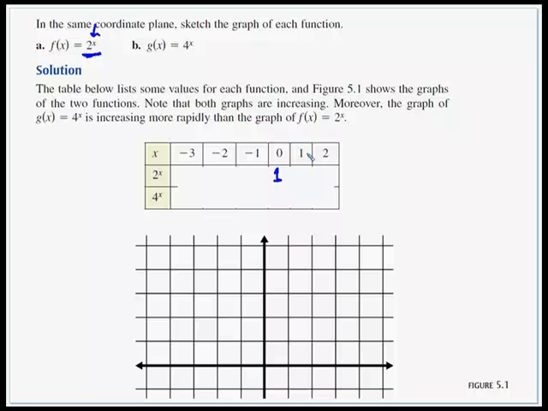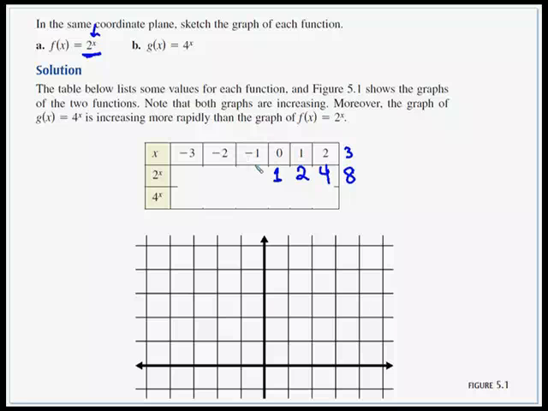For the next x input, 1, we're going to have 2 to the first power, or 2. And for the next x value, it would be 2 to the second power, 4. And let's go one more, third. 2 to the third power is 8. So we went from 0 up.